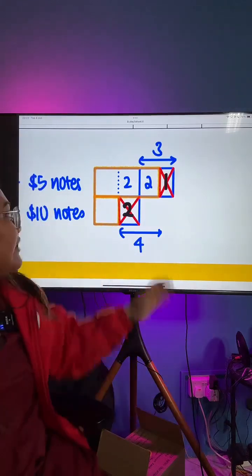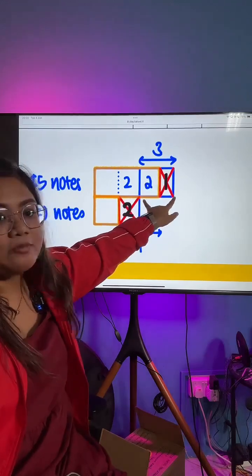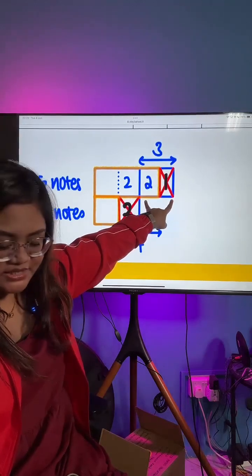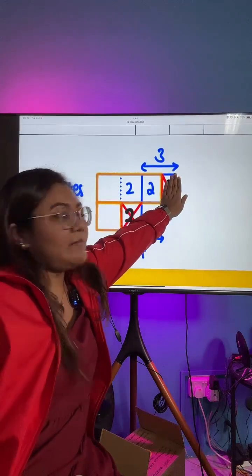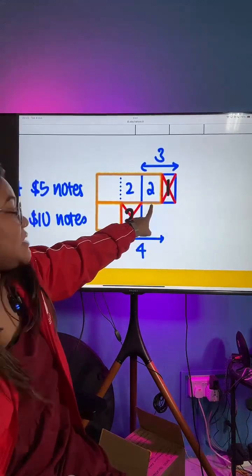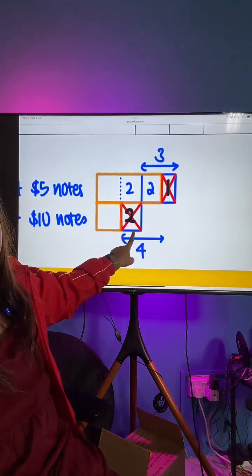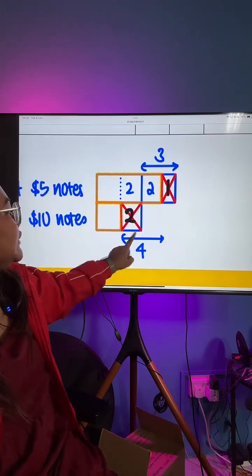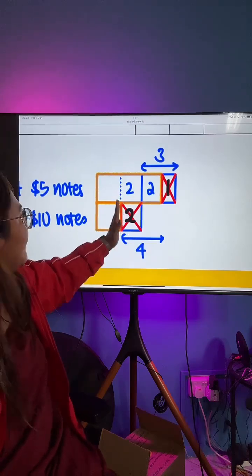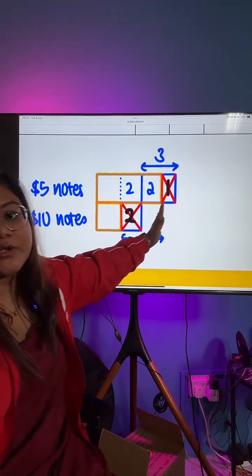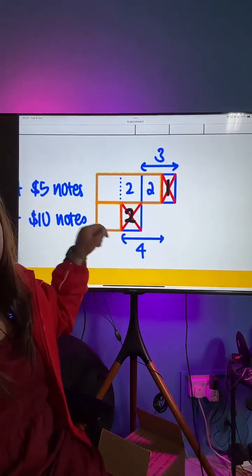One more time. At first she got 3 more $5 notes. I use up one of them, so I'm left with 2 pieces extra. But later on, the $10, I also use 2 pieces. So my new difference is from here all the way to there. 2 plus 2 is 4.